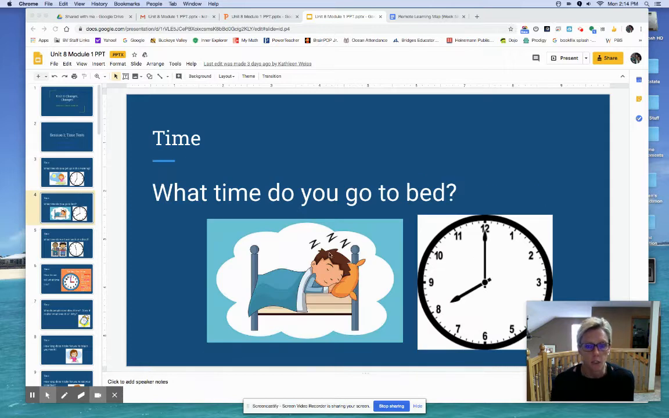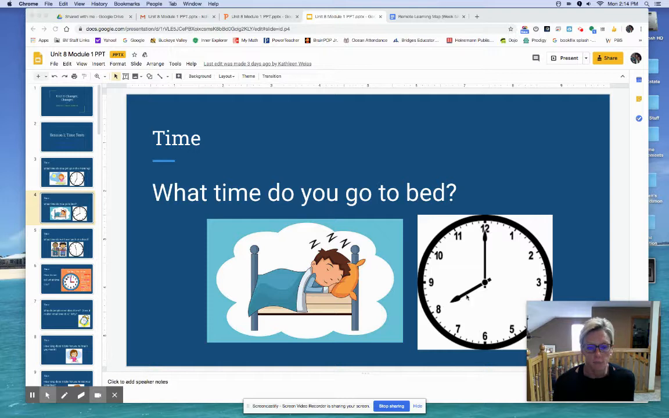Okay, here's the next question. What time do you go to bed? Take a second and think about it. Think about where the hands are on the clock. This is an analog clock, remember, because it has the hands on it. Maybe you have a digital clock in your bedroom or someplace around the house or on a phone. Think about what that clock might look like when mom and dad say, time for bed.